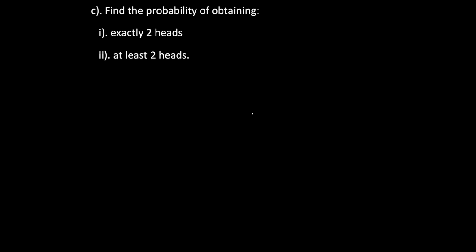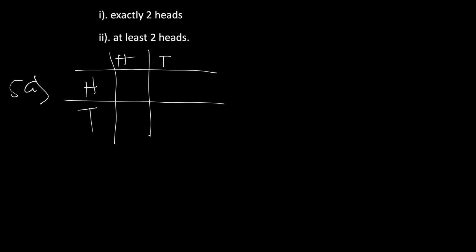So first, let's get our sample space. So A. A coin is tossed 3 times at the same time. The possible outcomes when we toss a coin is a head or a tail. So when we toss it once, you get a head and a tail. When we toss it twice, this table is for tossing twice. We get head and head, head and tail, tail and head, and tail and tail. So when we toss it twice, we get this.